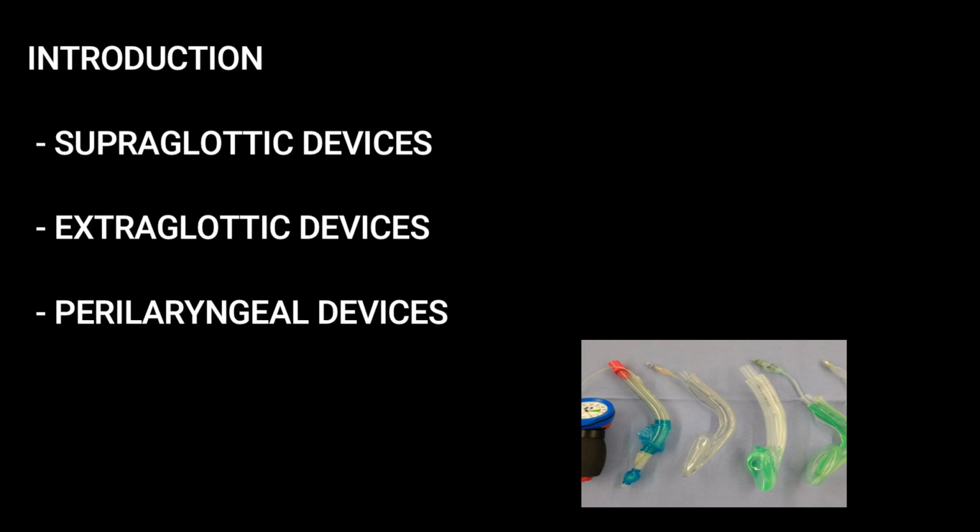Introduction. They are known as supraglottic devices, extraglottic devices, or perilaryngeal devices: medical devices that are blindly inserted into the pharynx to provide a patent conduit for ventilation, oxygenation, and delivery of anesthetic gases without the need for tracheal intubation. They are airway devices intended to open, secure, and seal the supraglottic area to provide an unobstructed airway in spontaneously breathing or ventilated patients, typically during anesthetic procedures.